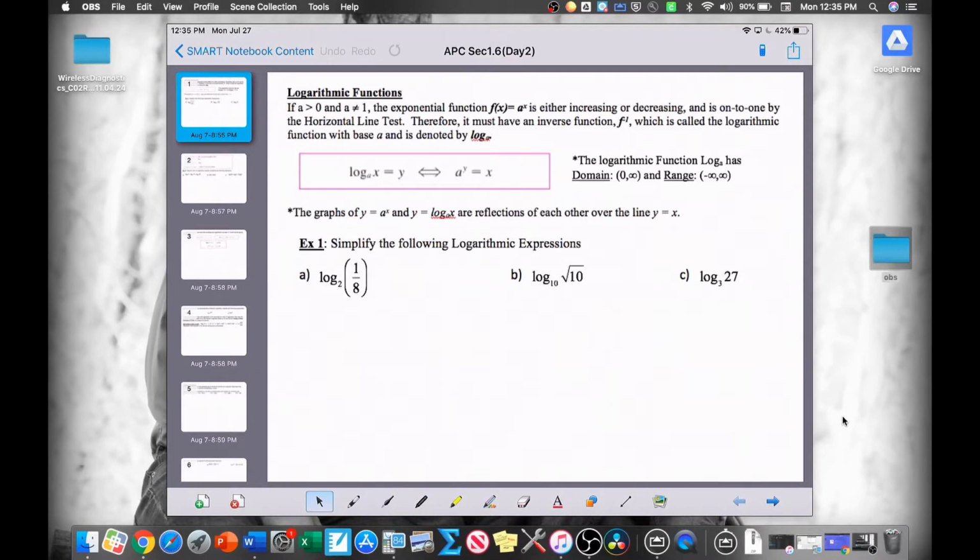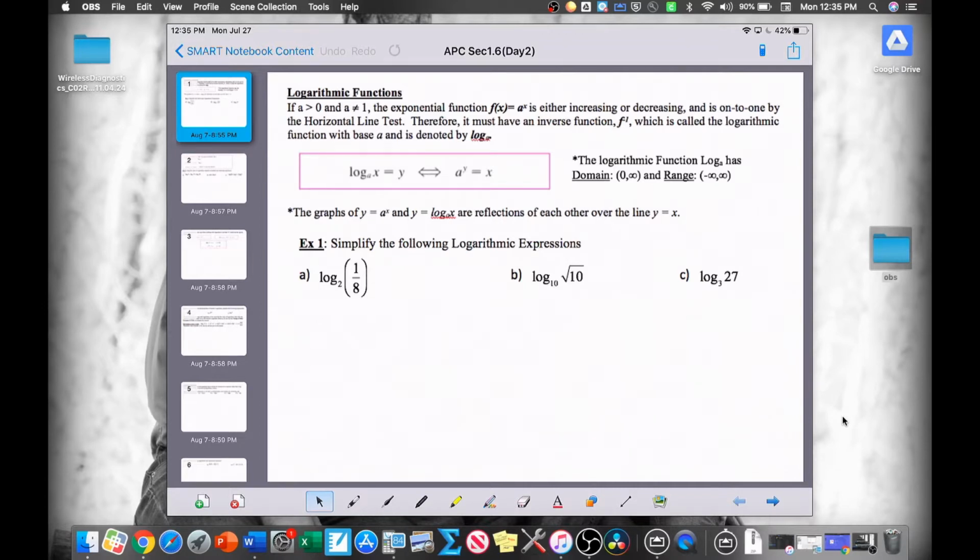Welcome back, math friends. This is AP Calculus section 1.6 day 2. We've already talked about exponential functions, and yesterday we were talking about inverse functions. So today it makes sense that we talk about logarithmic functions, because the relationship between exponential functions and logarithmic functions is that they are inverses of each other.